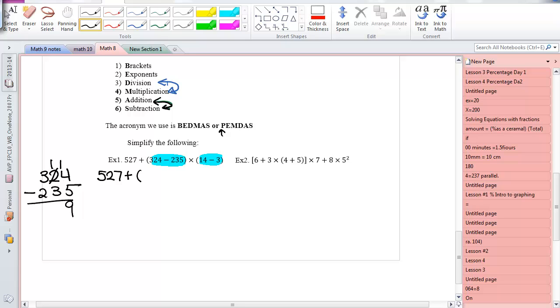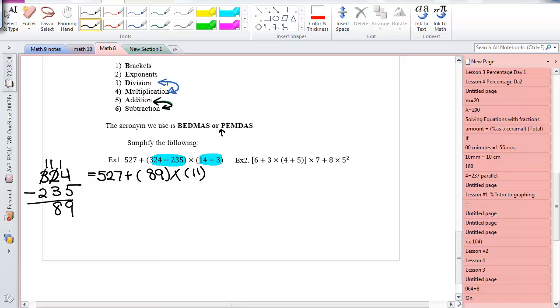So I have 1 minus 3, I'm going to have to borrow again, so I have 11 minus 3, which is 8. So what I have left in my first bracket is 89 multiplied by, and in my second bracket I have 14 take away 3, so I have 11 left in there. And this is what this is equal to.